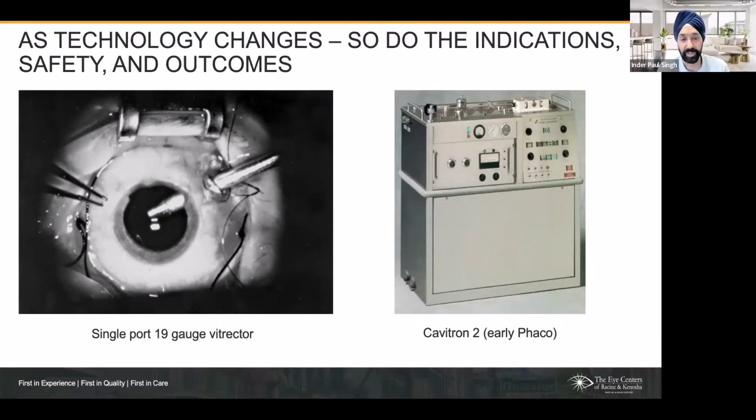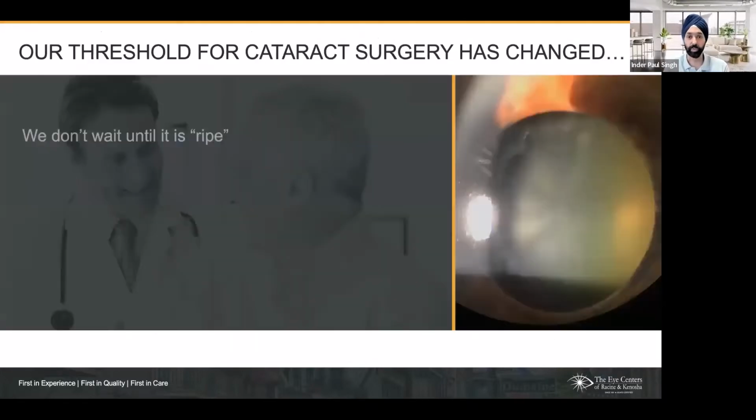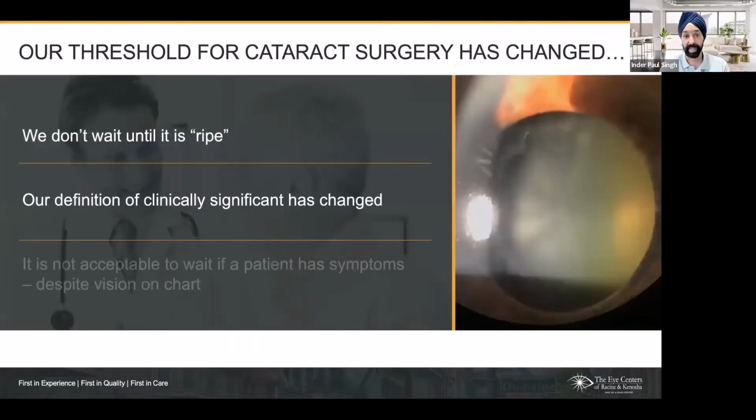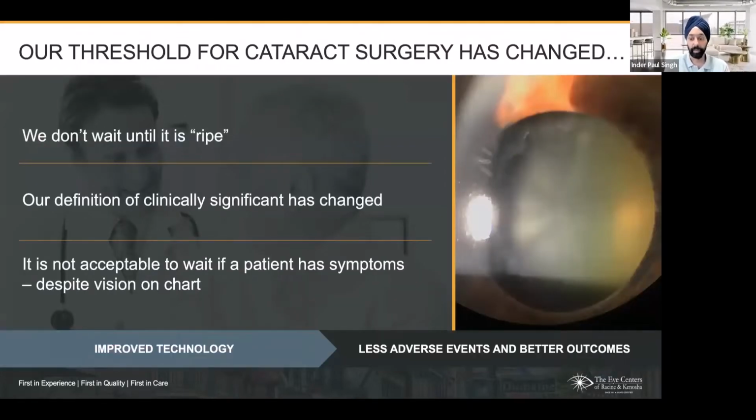And this is a picture of Charlie Kelman's early Cavitron phaco machine. Well, there was a high risk issue with those. And so we waited until patients had very advanced cataracts, just like vitrectomy. But now with technology advanced, our safety has gone up. Our definition of clinically significant floaters has changed over time as well. And again, now we don't wait till a cataract is ripe. A 20/25, 20/30, 20/40 cataract is now a worthwhile surgical option or candidate because of the safety of cataract surgery as well. So something that definitely has changed.